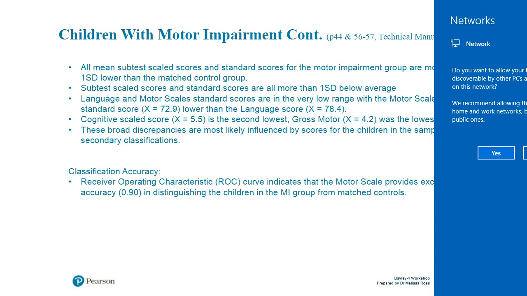When looking at classification accuracy, the receiver operating characteristic, or ROC curve, indicates that the motor scale provides excellent accuracy of 0.9 in distinguishing the children in the motor impairment group from matched control.